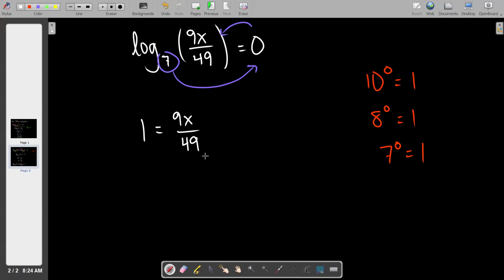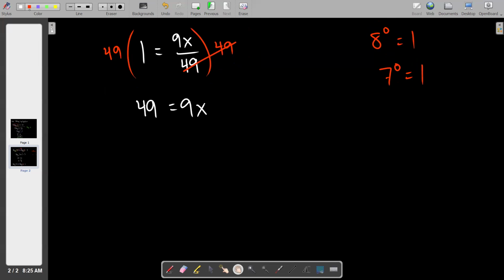At this point, that's where it immediately morphs from an algebra 2 problem to an algebra 1 problem. No more logs, no more powers. It's just fundamental algebra. How would you solve that equation? I would multiply both sides by 49, because fractions are just not allowed. So we kill that with multiplication, and then we're left with 49 times 1, which is 49, equals 9x. And then what's the final step? Divide both sides by 9.